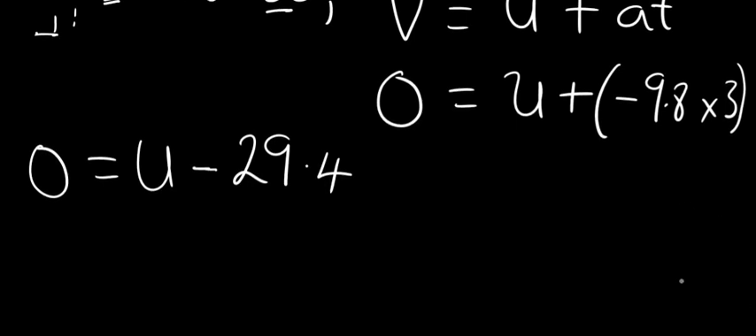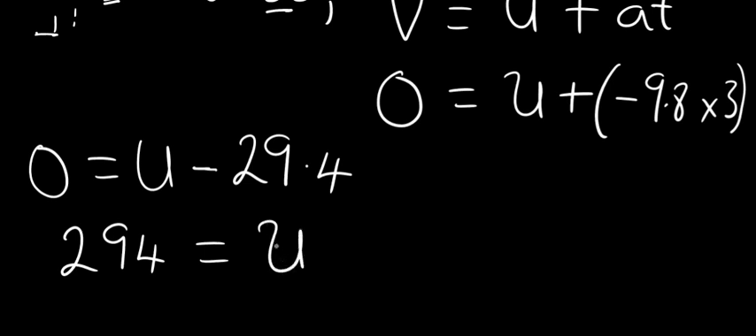Okay. So it means that to get U, this will move to the other side. It's going to be that 29.4 is equal to U. That is, our U is equal to 29.4 meters per second. So that is our initial velocity. Okay, so that's it. So let's take the next question.